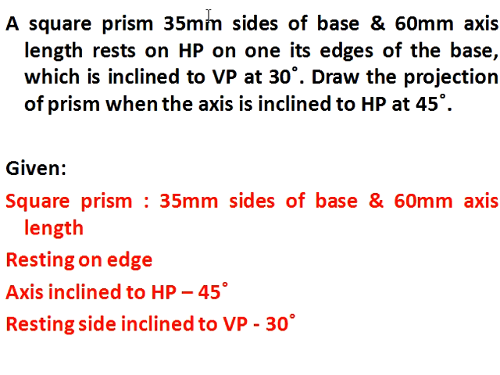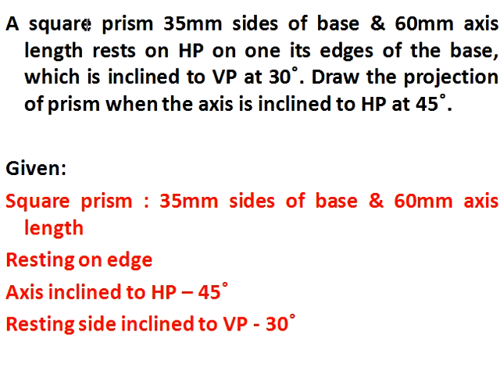A square prism, 35 mm sides of base and 60 mm axis length, is resting on HP on one of its edges of base, which is inclined to VP at 30 degree. Draw the projection of prism when axis is inclined to HP at 45 degree. First, note down all given details.